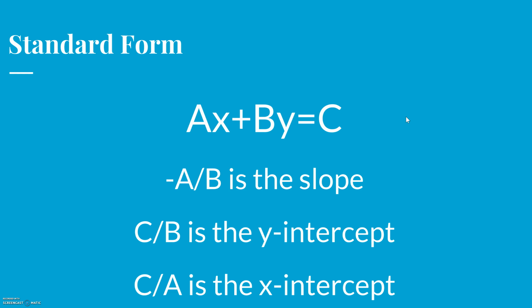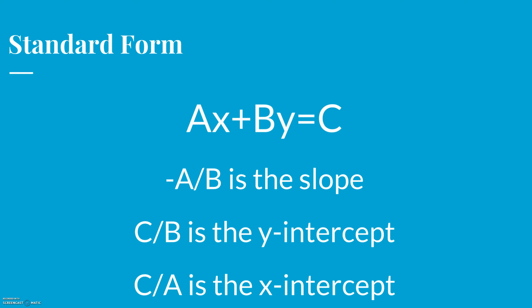The last form we're going to look at is standard form. Standard form is written as ax plus by equals c. Now there's a lot of information that comes from standard form, but we have to dissect it a little bit. Taking the values of a, b, and c, we can find their ratios in order to give us the slope, y-intercept, and x-intercept. To find the slope, take the negative value of a and divide by the value of b. To find the y-intercept, take the value of c and divide by your b value. And to find your x-intercept, take the value of c and divide it by a.